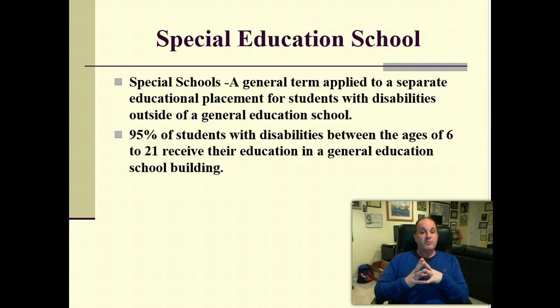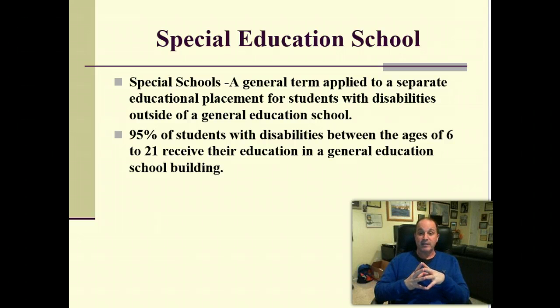So what we have is special education schools. We often have these schools for students with emotional or behavioral disorders. We have these schools for students with orthopedic or health impairments. We have these types of schools for children with autism. So various disabilities can have specific types of special ed schools. There can even be an integration of the various disabilities within the school. But a special education school is a general term applied to a separate educational placement for students with disabilities outside of a general education school.